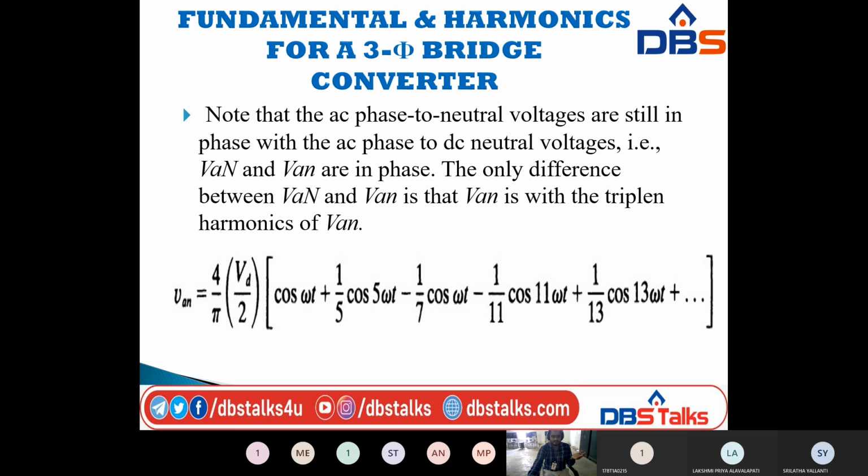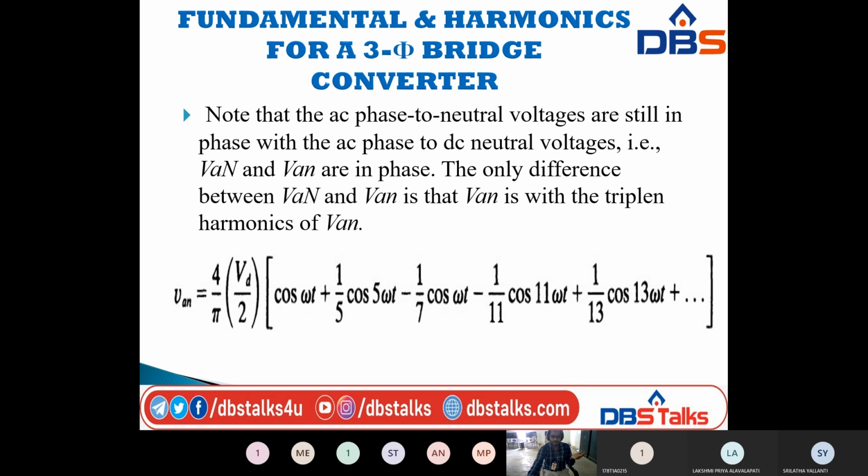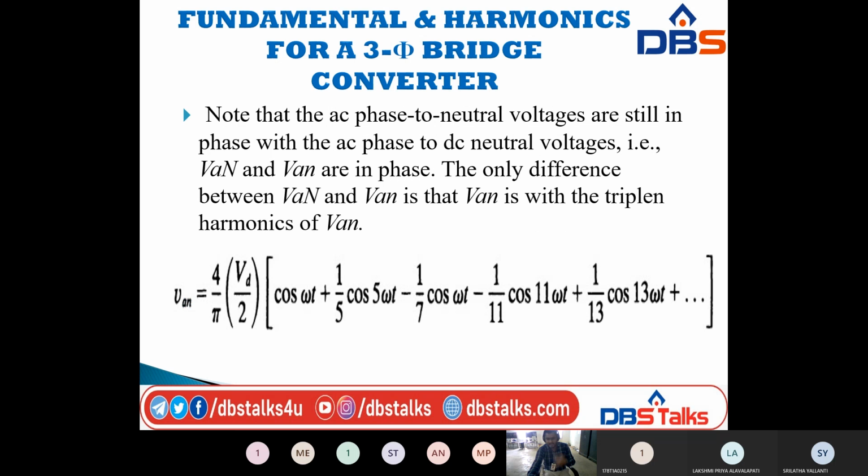So if you see this one, it contains 5th, 7th, 11th and 13th harmonics, etc. Here I am adding this one: 4 by pi into Vd by 2 into cos omega t plus 1 by 5 cos 5 omega t minus 1 by 7 cos 7 omega t minus 1 by 11 cos 11 omega t plus 1 by 13 cos 13 omega t plus and so on. Like this we have the VAN.